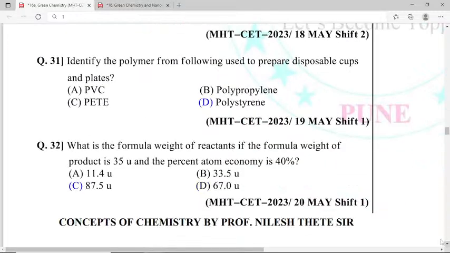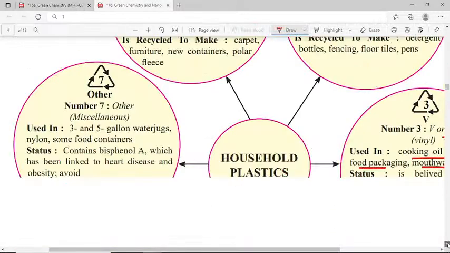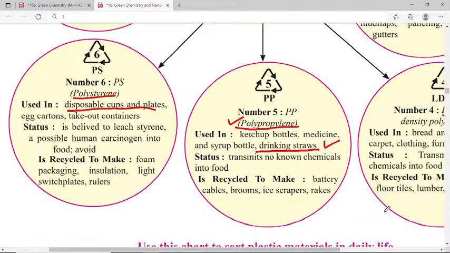Next question. Identify the polymer from the following used for disposable cups and plates. Disposable cups and plates. So this is polystyrene. Polystyrene is the answer. So this is polystyrene, used for disposable cups and plates.